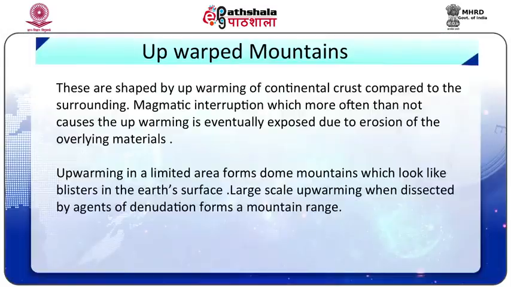The next is the upwarped mountains. These are shaped by upwarping of continental crust, often due to magmatic intrusions beneath, and are eventually exposed due to erosion of the overlying materials. Upwarping in a limited area forms dome mountains, which look like blisters on the earth's surface. Large scale upwarping, when dissected by agents of denudation, forms a mountain range.